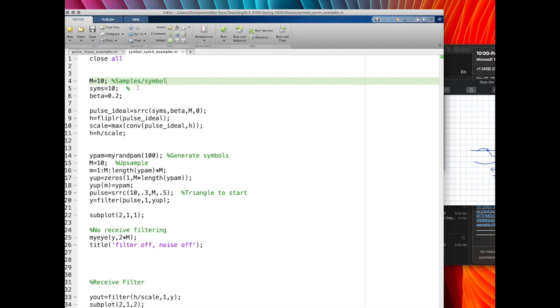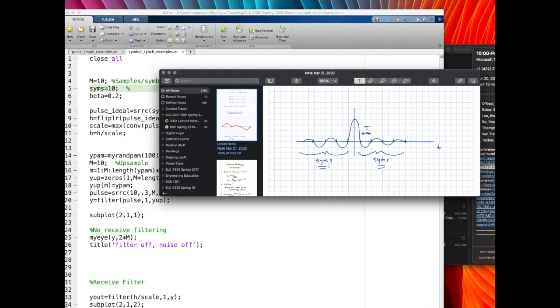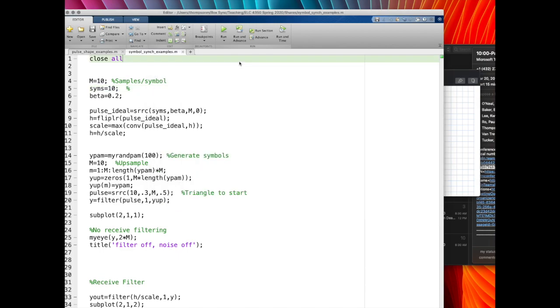M is going to be 10, and then sims. If you recall sims, let me drag this into the picture here. Sims is the number of symbol intervals that are to the left of the main pulse in a square root raised cosine pulse, and the number of symbol intervals that extend back to the right. So the total pulse length extends over 2 times sims intervals. All right, so there's that.